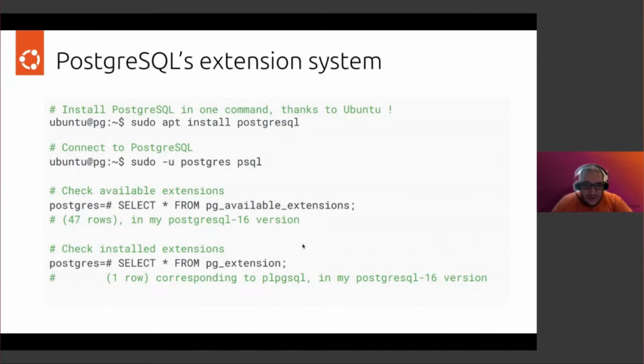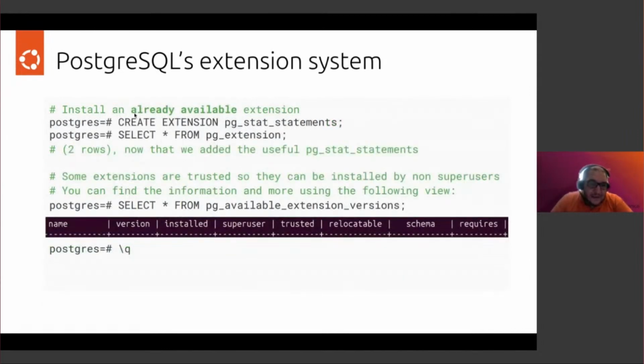And how about installing an already available extension? If you would like to use one of the built-in extensions of PostgreSQL, it's as simple as running a single command, which is create extension and then the name of the extension. Here I am choosing pg_stat_statements, which is a very useful extension in order to monitor your queries and get insight into how they are performing, what they are doing exactly. To check that the installation went successfully, you can query the pg_extension view again, and now you should see two rows, up from the one row that corresponded to the default procedural language that is shipped with PostgreSQL.